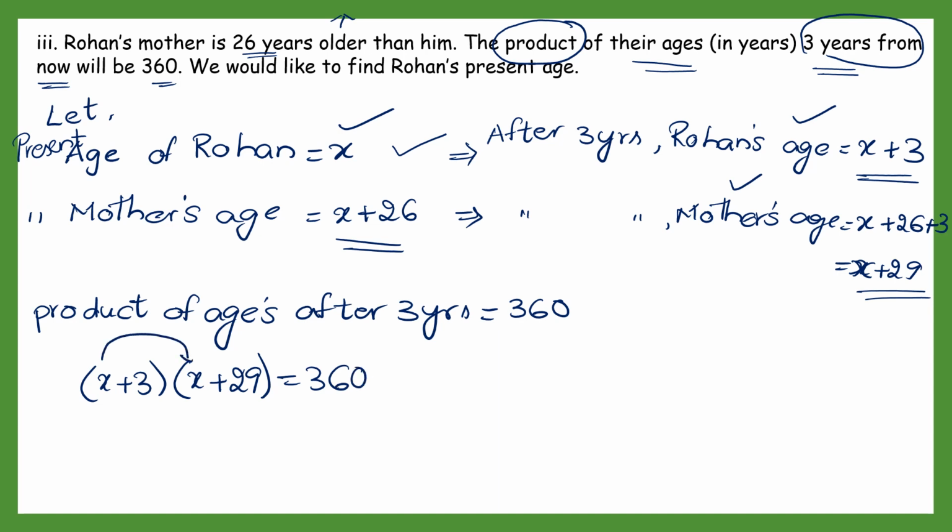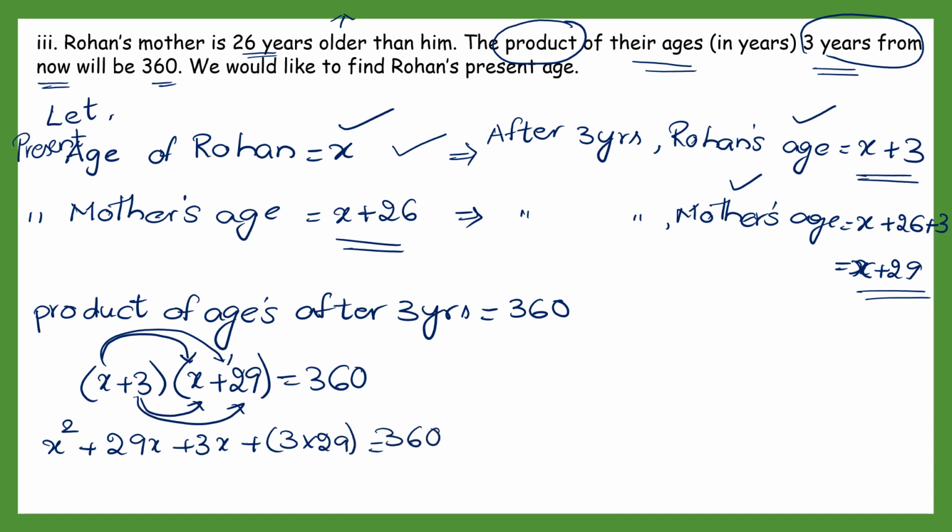First with the first term you multiply. x into x, x into 29. x into x is x square, plus 29x. Next multiply with 3. 3x, plus into plus is plus, 3 into 29 is equal to 360. x square, 29 plus 3 is what? 32x, plus 3 into 29 means 60 plus 27, 87, is equal to 360.